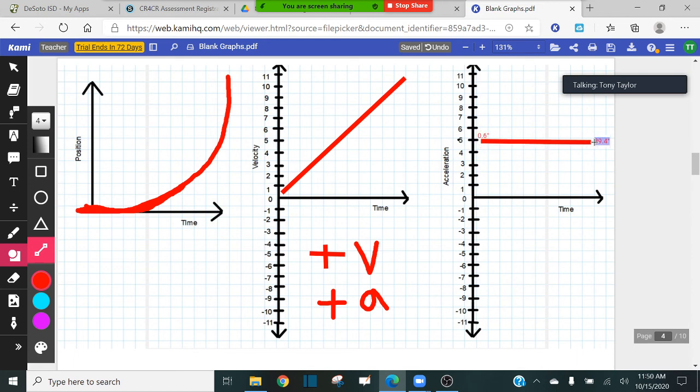And again, our acceleration will always be constant for this semester. The acceleration is either going to be constant or zero. So all this is saying is that as time progresses, the acceleration stays constant. In other words, the velocity is increasing at a constant rate.